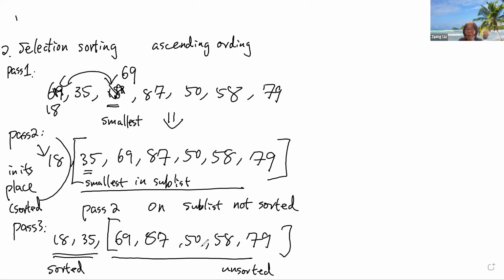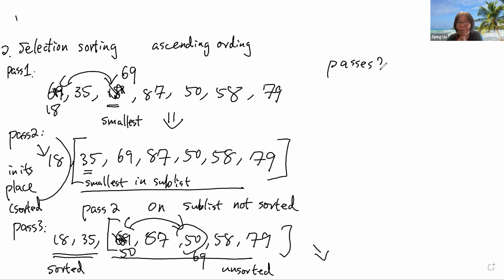What's the next number? The smallest number in this sublist? 50, is it? So is 50 in its place? It's not, is it? So you are going to swap these two numbers, 50 and 69, is it? And you can keep doing this. And when do you think this should terminate, these passes, for this selection sort?